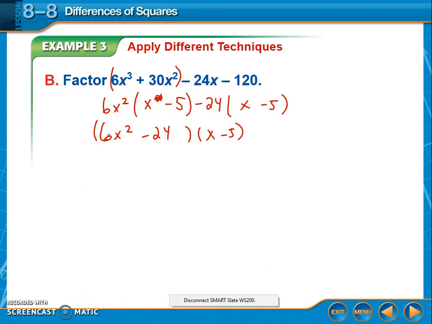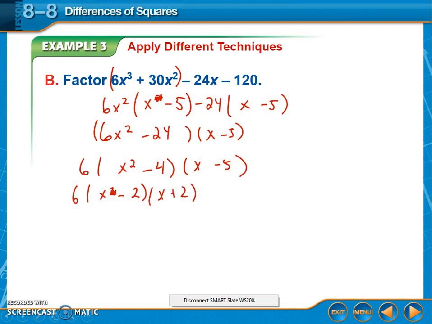This one here, they're both divisible by 6. So I'm going to pull out a 6 from this here, and I'm left with x squared minus 4. And then I have x minus 5. So this one here is perfect squares again. So I can factor that one further and say this is x minus 2 and x plus 2. And then x minus 5. Now this thing is completely factored.